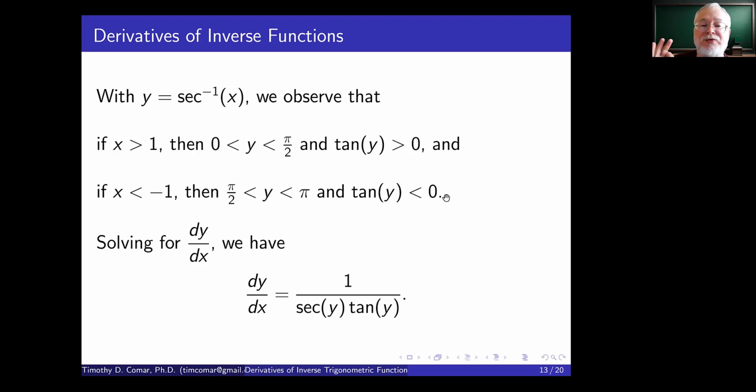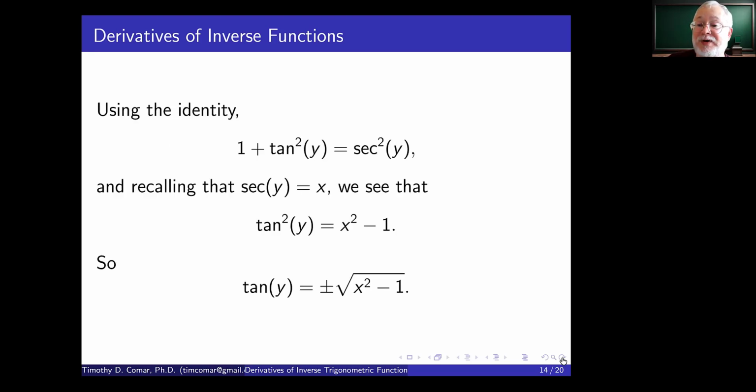So the good news is secant is never 0, and our tangent is never 0, so we can divide here to get that our derivative is going to be 1 over secant y times tangent y. And as in our last two derivations, we simply want to get this into a formula just in terms of x. We're going to use that same identity we used before, 1 plus tangent squared y equals secant squared y, and this time x is secant of y. That tells us that tangent squared is going to be x squared minus 1.